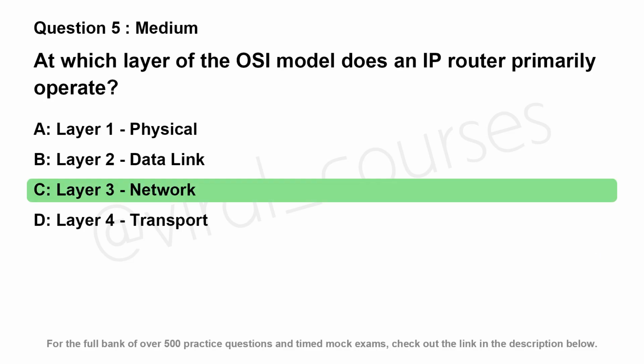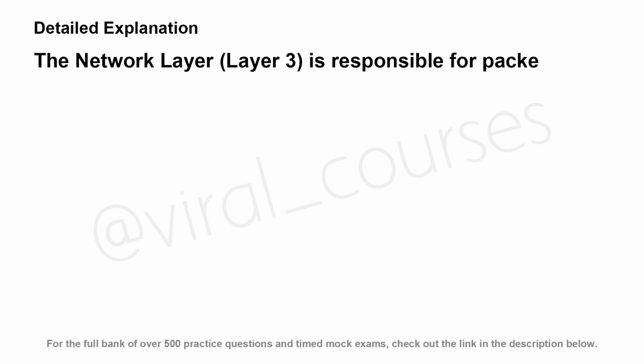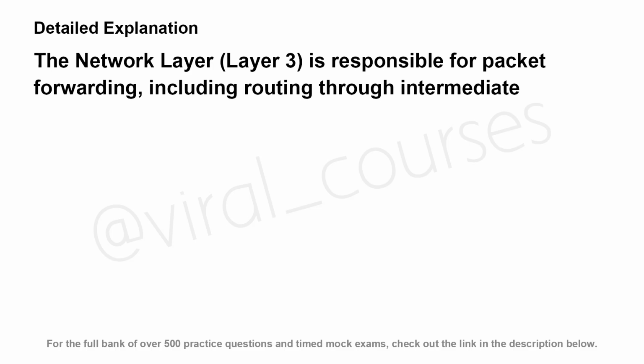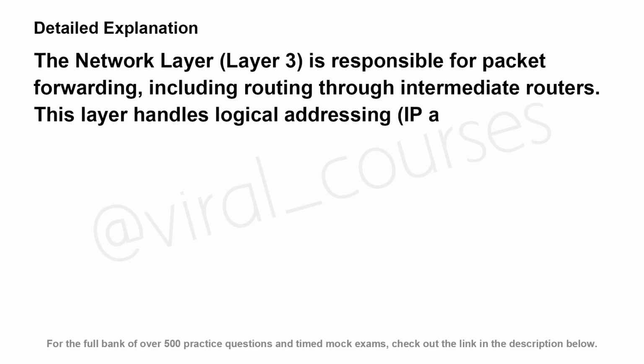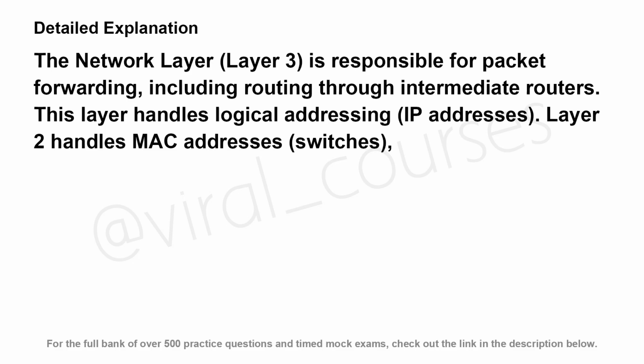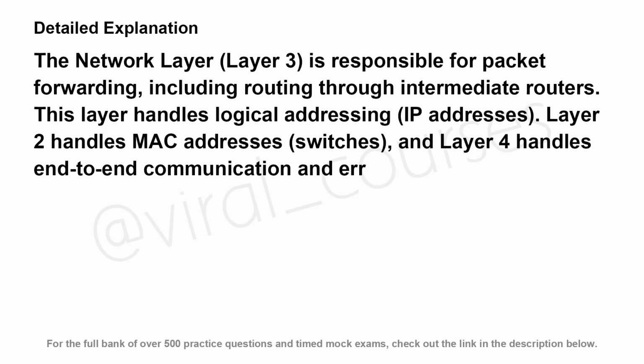The correct answer is C. The network layer, Layer 3, is responsible for packet forwarding, including routing through intermediate routers. This layer handles logical addressing, IP addresses. Layer 2 handles MAC addresses and switches, and Layer 4 handles end-to-end communication and error checking, TCP, UDP.